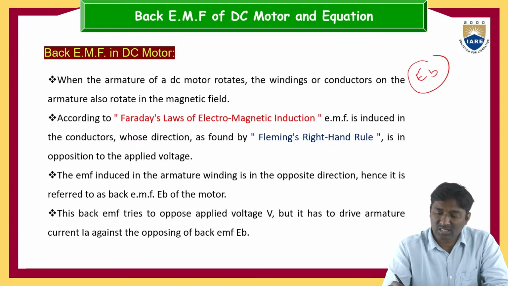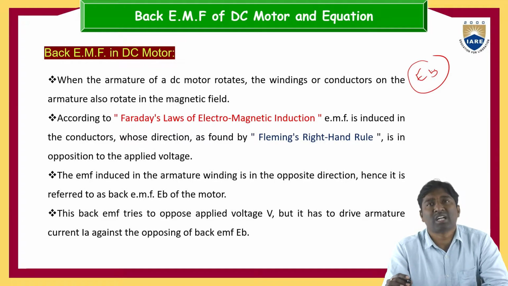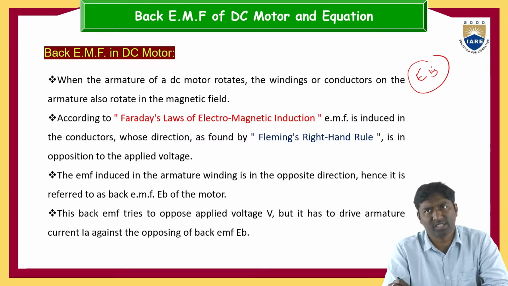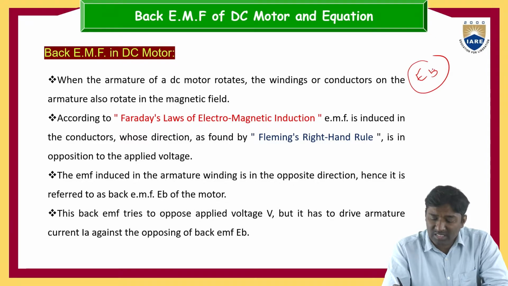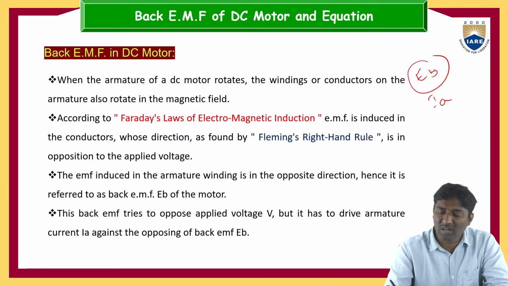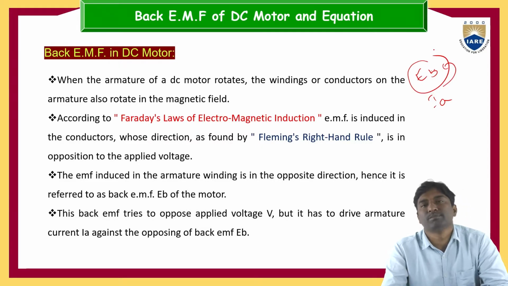This back EMF tries to oppose the supply voltage or applied voltage. But the supply has to drive the armature current, I suffix A, against the opposition of this back EMF, EB.